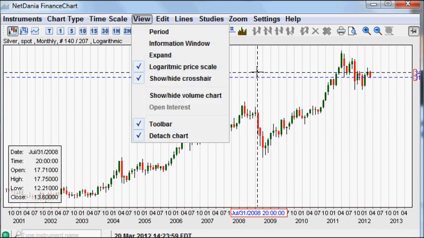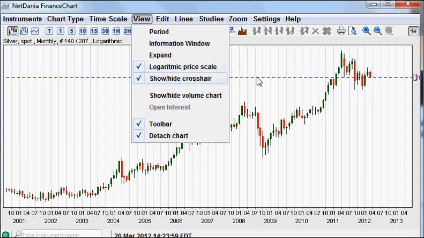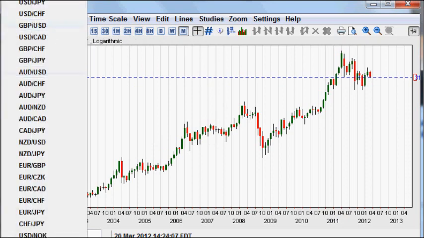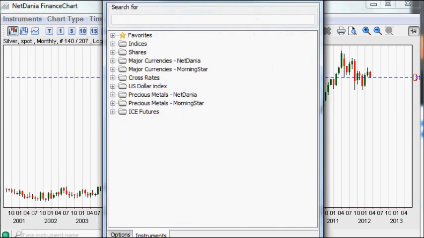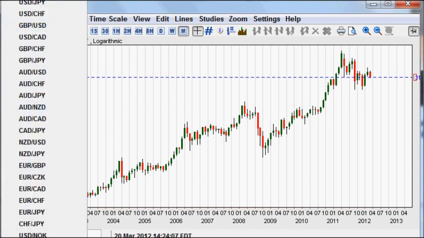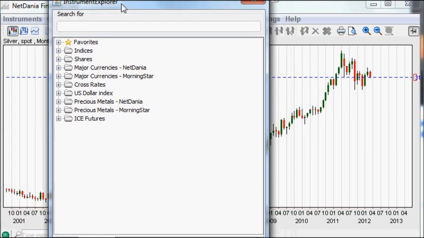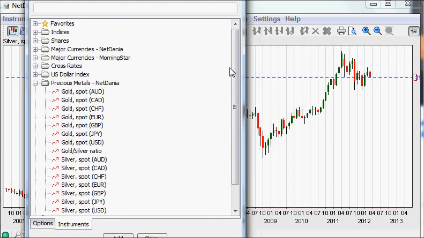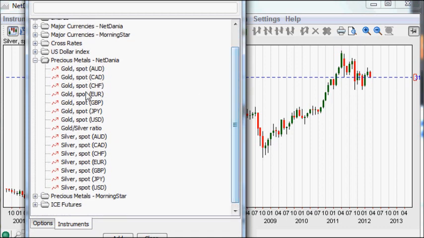And what else do we have? We have multiple silver charts. Go into more instruments. In instruments, you will see more instruments. You click on that and this comes up. So now if we go to Precious Metals NetDania, we have the gold price in different currencies in a total of 7 different currencies, as we have silver in 7 different currencies as well to go along with the gold to silver ratio. So we click on the gold to silver ratio. And there we have it.